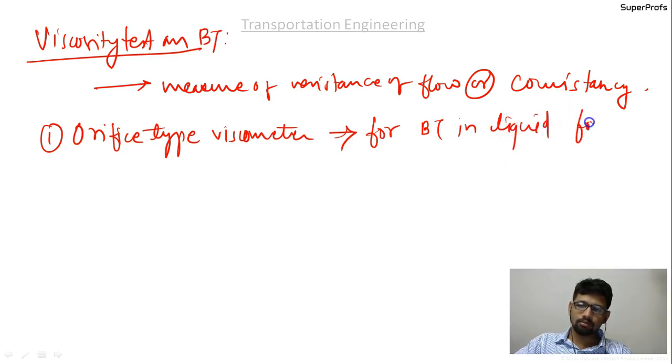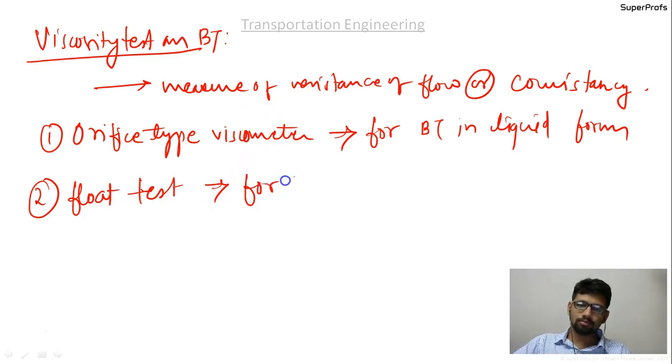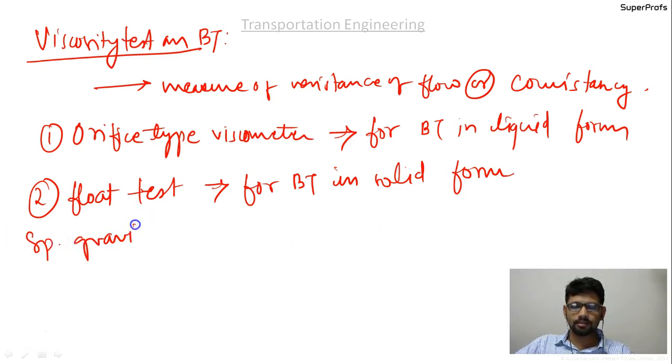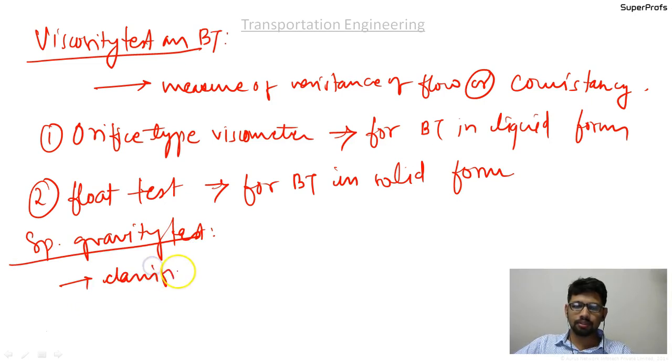Okay, for bitumen in liquid form. And secondly, we use the float test for bitumen in solid form. Okay, for bitumen in solid form. So next one is the specific gravity test. It is used in classifying the bitumens.